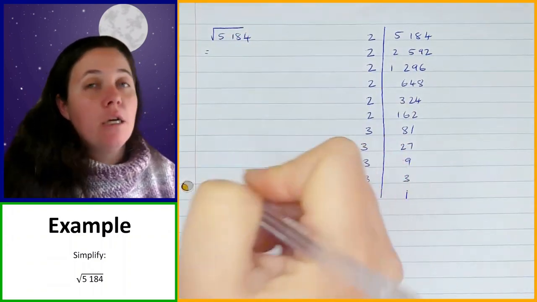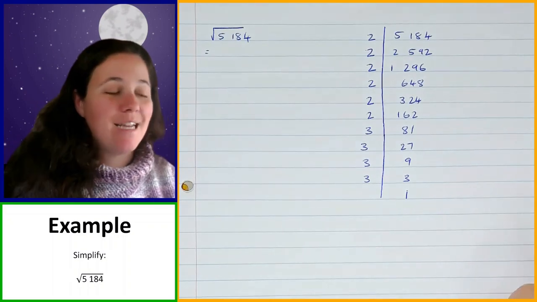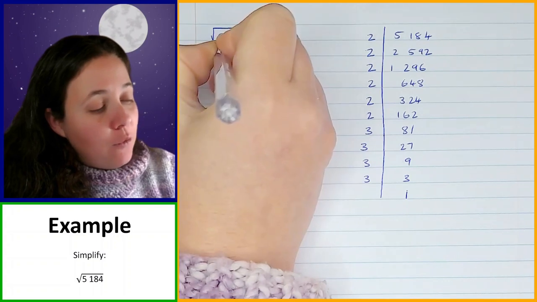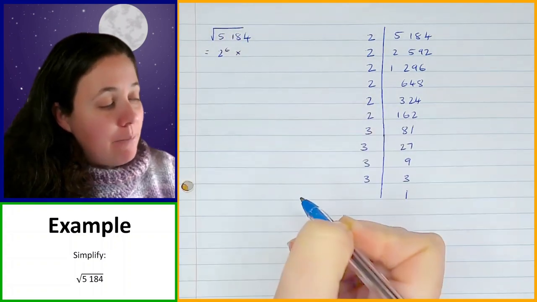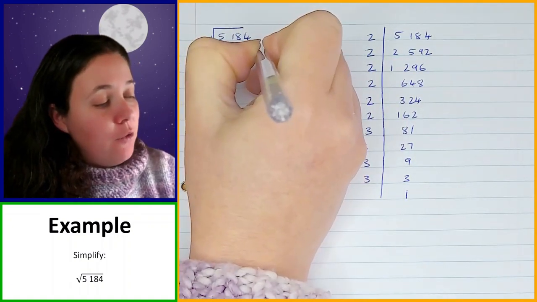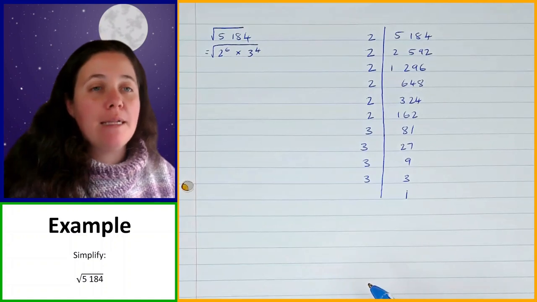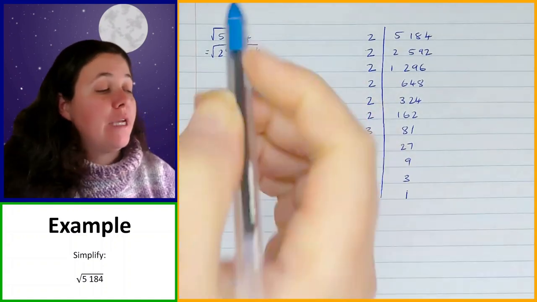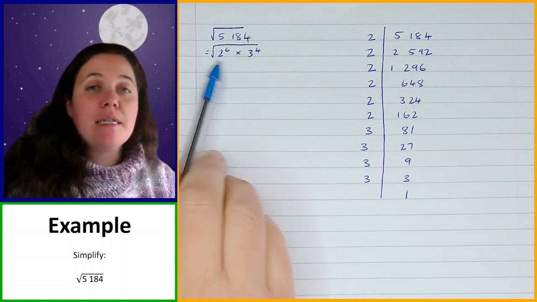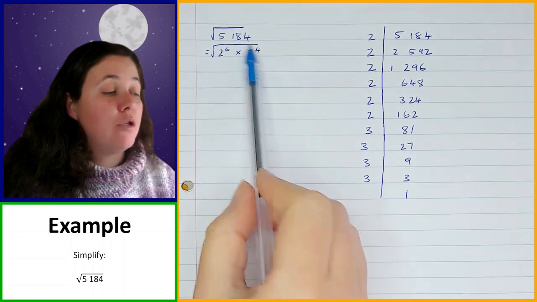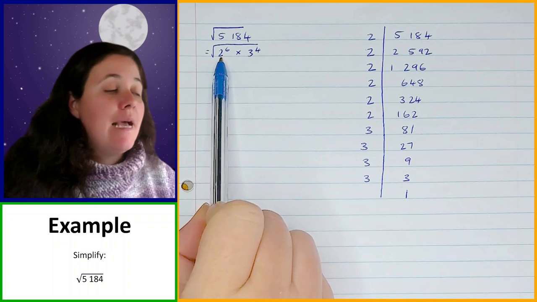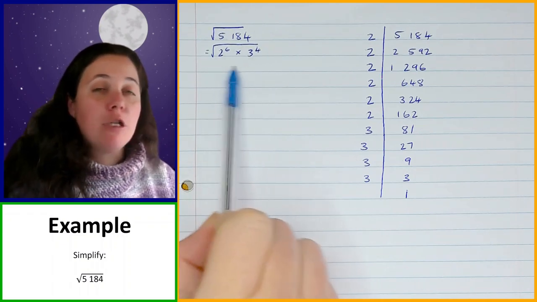I don't need to write 2 times 2 six times. I can just write 2 to the power of 6. So I'm going to say 5,184 is 2 to the power of 6 multiplied by, there are 4 3s being multiplied together, so 3 to the power of 4. And I'm finding the square root of all of that. The good news when we are working with roots like this is I can find the square root of each of these separately, and it gives me the same thing as if I were to work it all out in one go. So I can find the square root of 2 to the power of 6 and the square root of 3 to the power of 4, and just multiply them together.